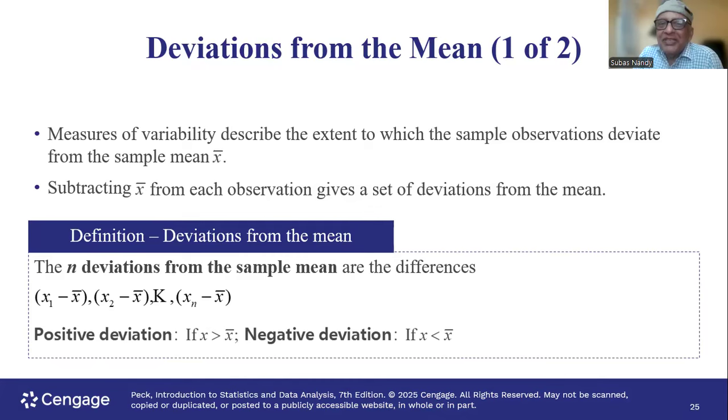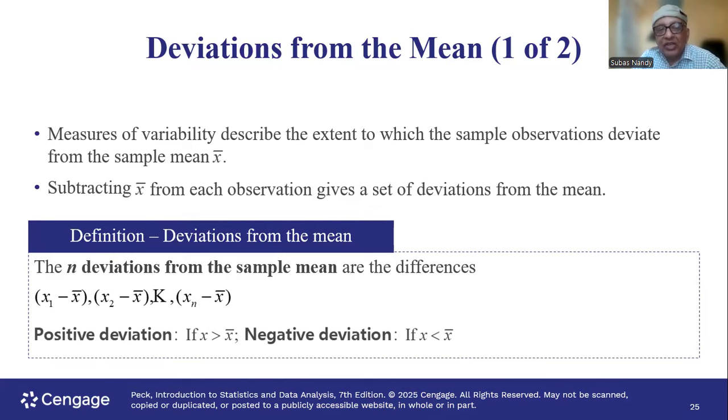Measures of variability describe the extent to which the sample observations deviate from the sample mean. So when we talk about variability, we want to find out on the average how far each number deviates from the center, or what is the difference on the average of each number from the center or mean of the data. The n deviations from the sample mean are the differences.